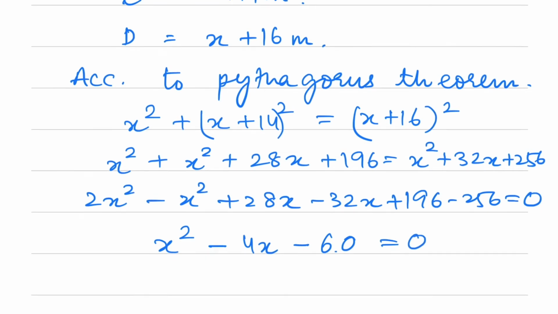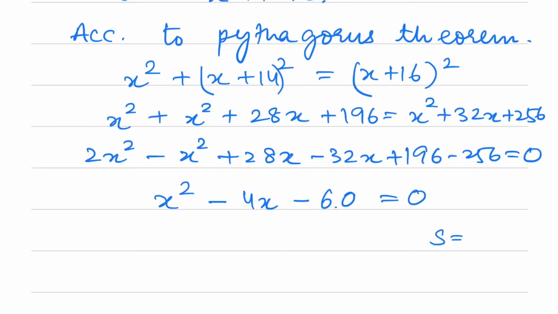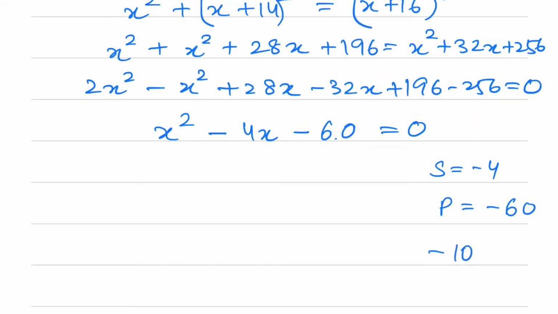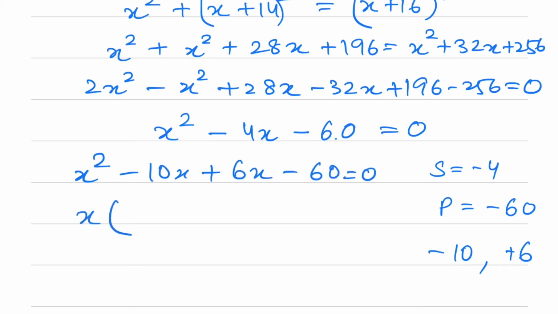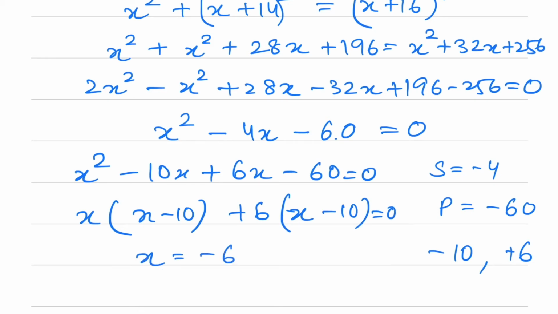Here we can split the middle term. So sum has to be minus 4 and product has to be minus 60. The numbers are minus 10 and plus 6. So let's split the middle term here. x square minus 10x plus 6x minus 60 is equal to 0. x is common, x minus 10 is common, so x plus 6 into x minus 10 is equal to 0. So x is equal to minus 6 or it is equal to 10.